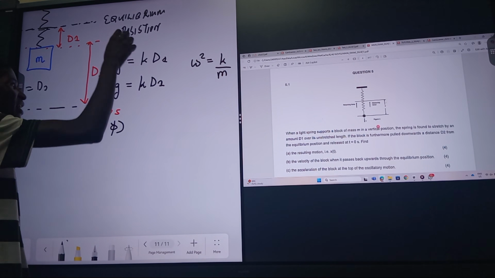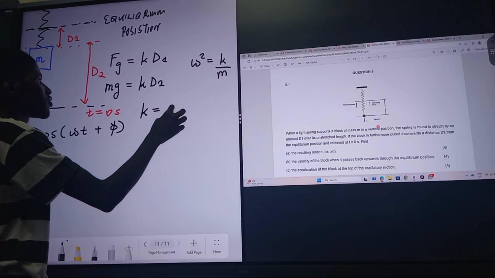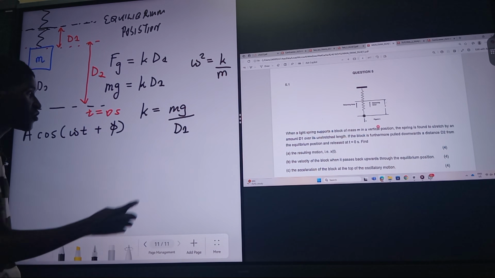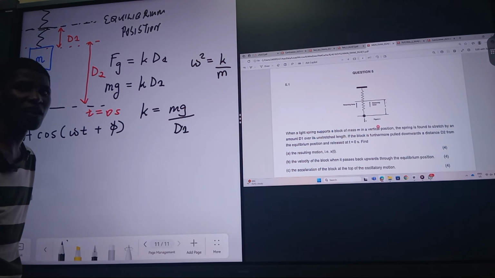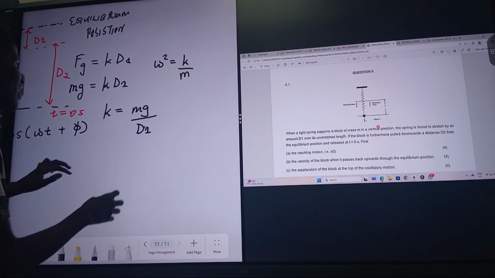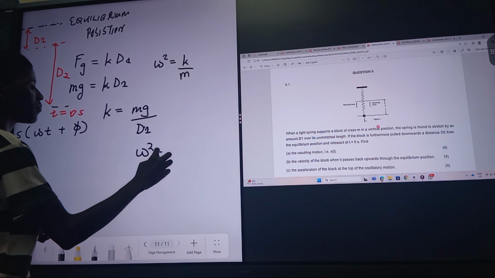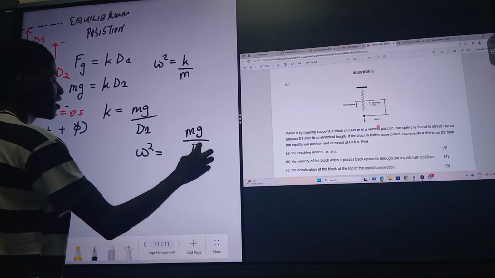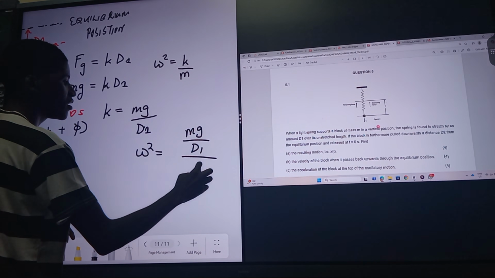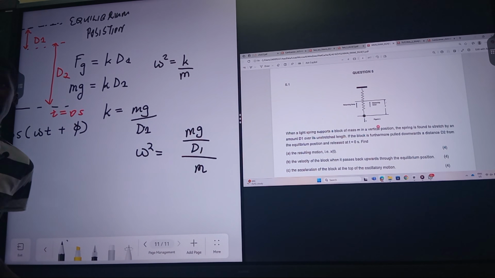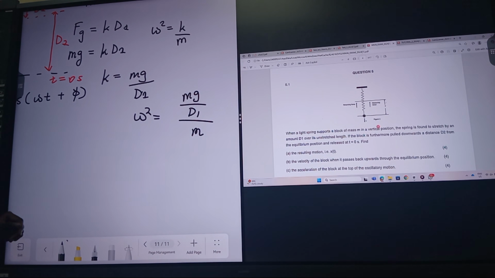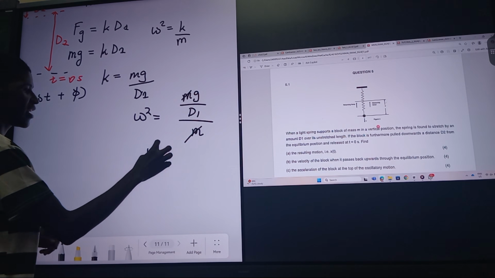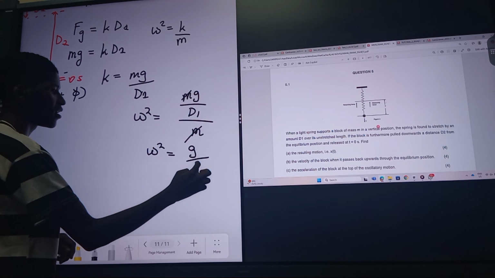So that's important to write the expression. k is equal to mg over d1. We are going to substitute that in for k. Because we know that omega squared, which is the angular frequency squared, would be equal to this mg over d1, over m, because this is k over m. And then the m and m can cancel. So omega squared is actually equal to g over d1.